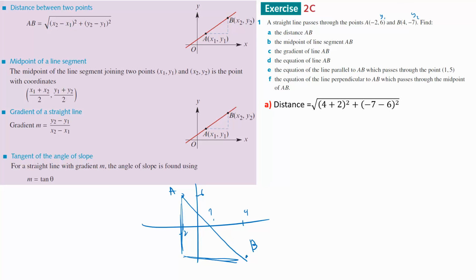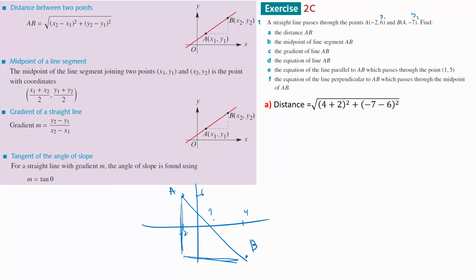You get y2, -7, take away 6. That tells you the height. And then 4 take away -2 tells you the length. a squared plus b squared equals the hypotenuse squared. That's where AB squared comes from, and if you square root both sides, you find AB. So that's where the distance formula comes from. It's just Pythagoras' theorem. Okay? So that's part A. Sub it in, solve.